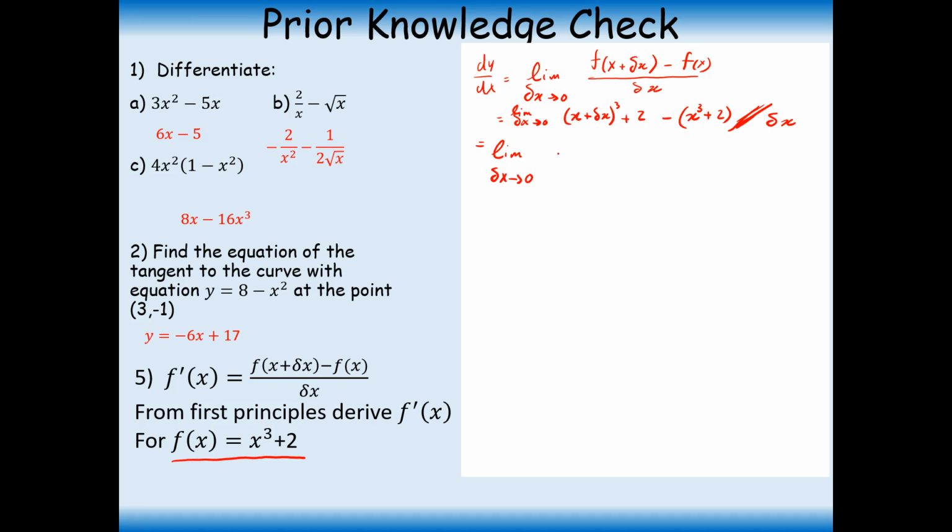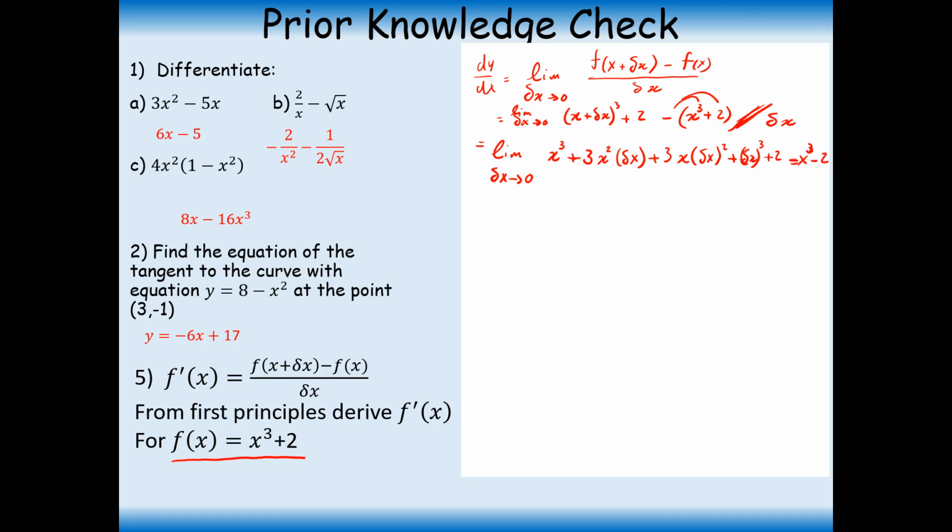Expanding the numerator, that bracket, I'm going to use binomial expansion. And if you are familiar with the formula, we'll have 3x squared delta x here plus 3x delta x squared, and finally we'll have a delta x cubed here plus the 2, and now I'm gonna basically multiply this negative sign into that bracket. We'll have a negative x cubed minus 2.